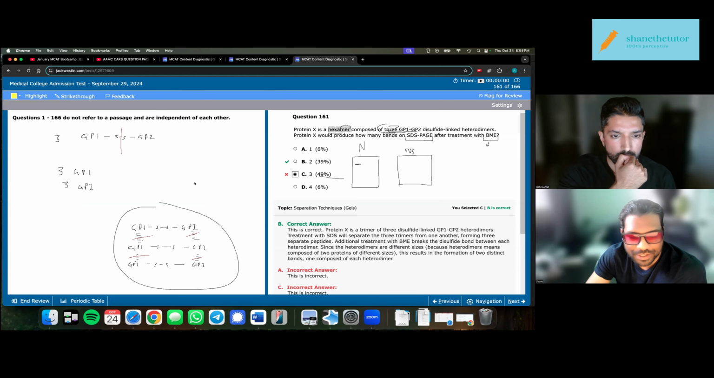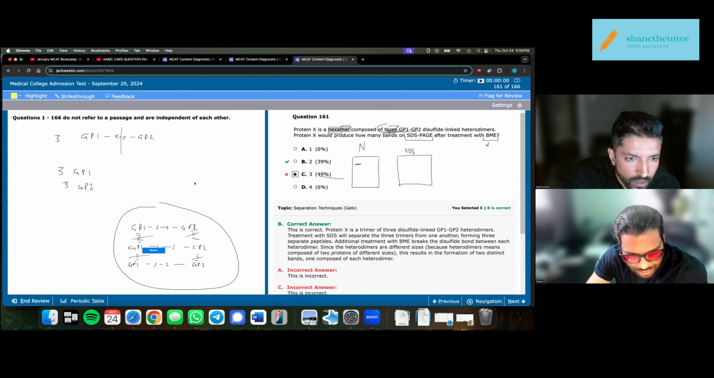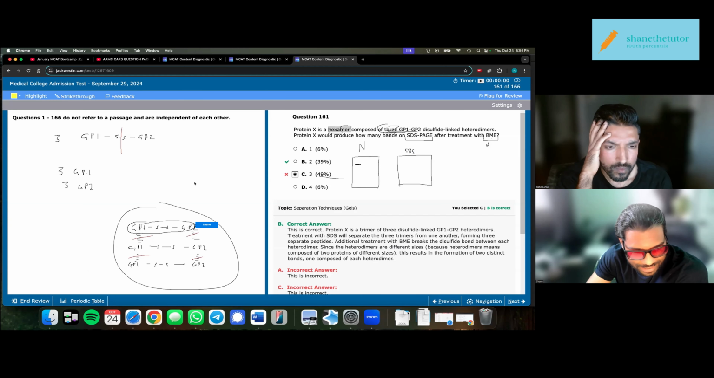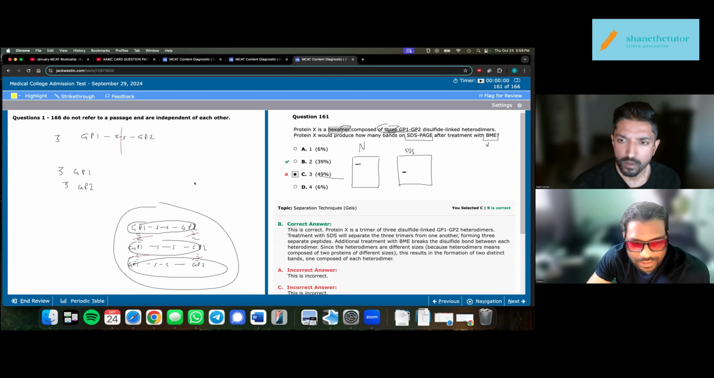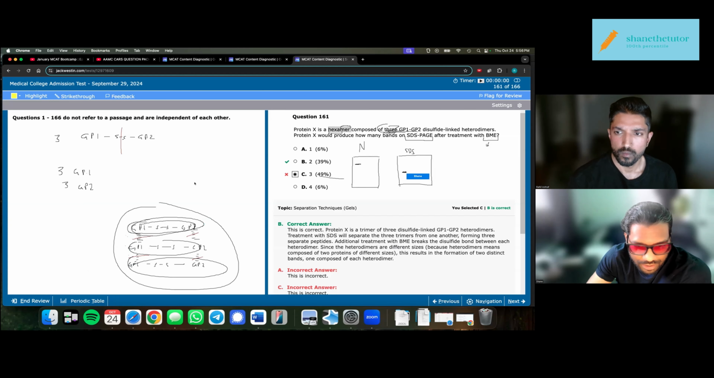Now, how many bands should we see? Four. It might seem like that, but remember that GP1 is the same thing as the other GP1s. GP2 is the same thing as the other GP2s. And this is identical to this and this. So you really just get one band. Right? Because we have three of these, this one will go up to this point at whatever weight it is, and then this one will go to the same point there.